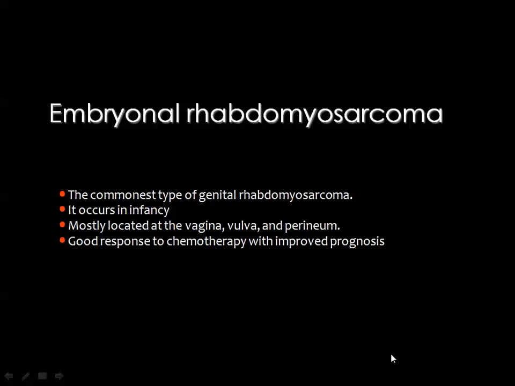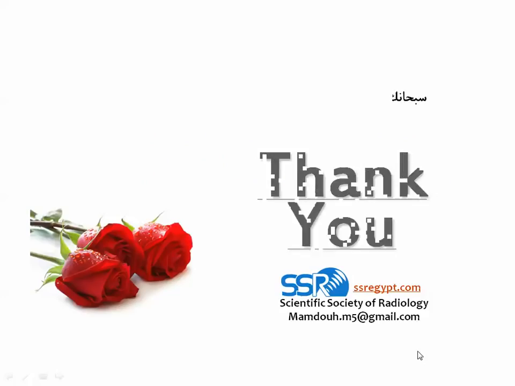Embryonal rhabdomyosarcoma is considered the commonest type of genital rhabdomyosarcoma, and it presents mainly in infancy by huge mass located in the vagina and the vulva and the perineum. It is easily differentiated from sacrococcygeal teratoma, since the teratoma has its diagnostic landmarks, and this rhabdomyosarcoma has a good response to chemotherapy with better prognosis.